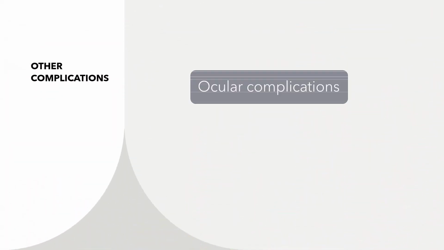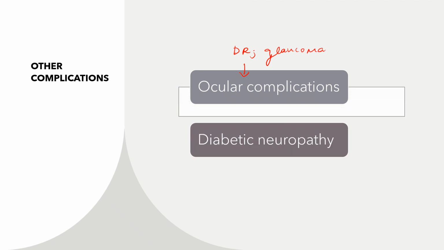The other complications are ocular complications. In ocular complications, like we saw before, a very important complication is diabetic retinopathy. The other common complication due to diabetes can be glaucoma. The next is diabetic neuropathy. Almost 50% of the patients who have diabetes mellitus are subjected to peripheral neuropathy.